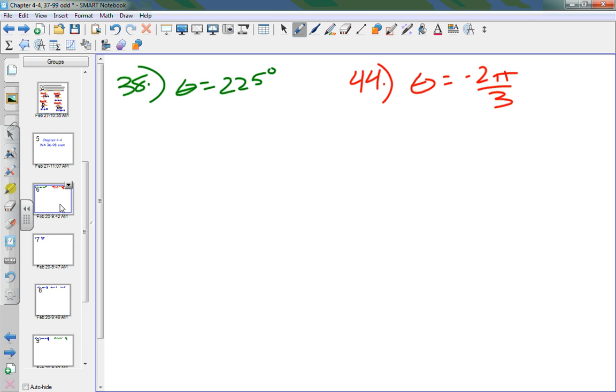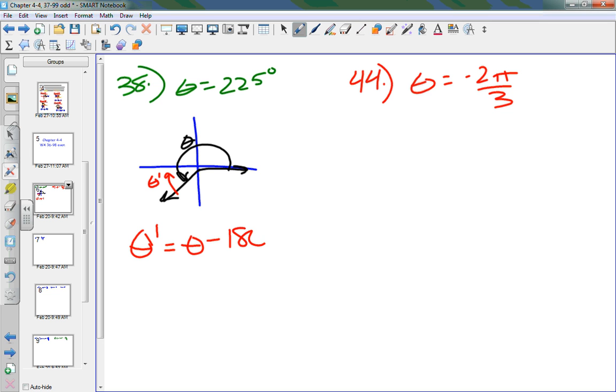Where's 225 at? What quadrant is 225 at? Quadrant 3. There it is. There's theta. How do I find theta prime? Since I'm in quad 3, theta prime is going to be equal to theta minus 180. So that's going to be 225 minus 180. And what's that going to give you? 45 degrees. That's how you find theta prime.